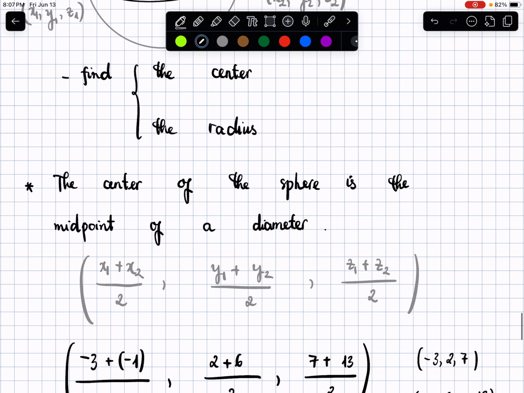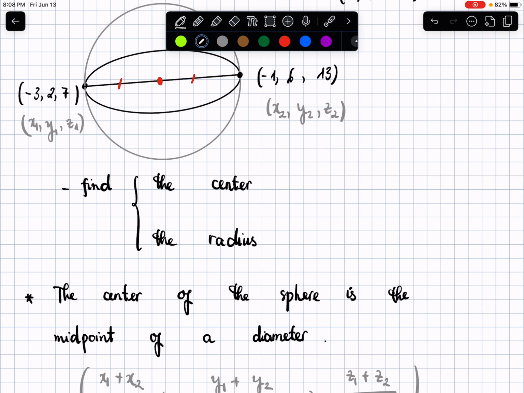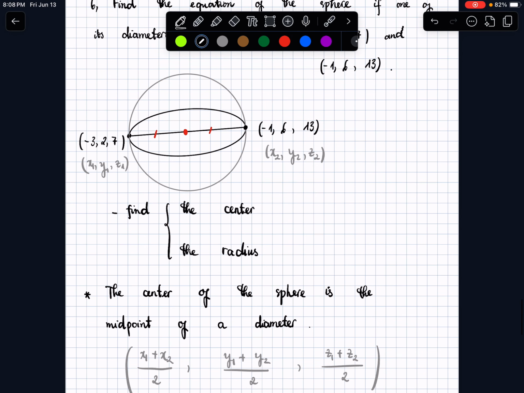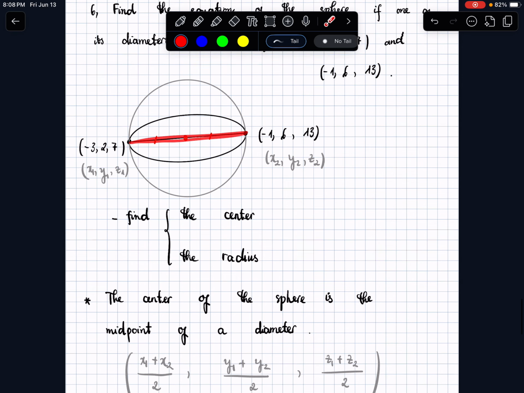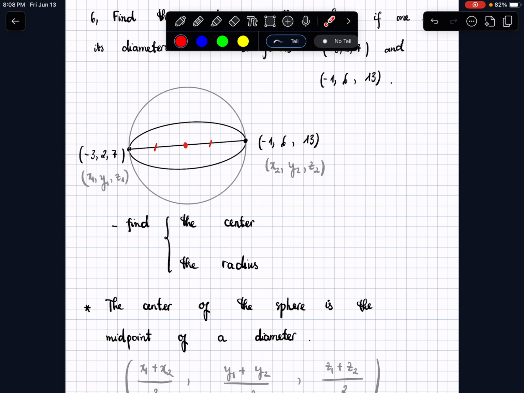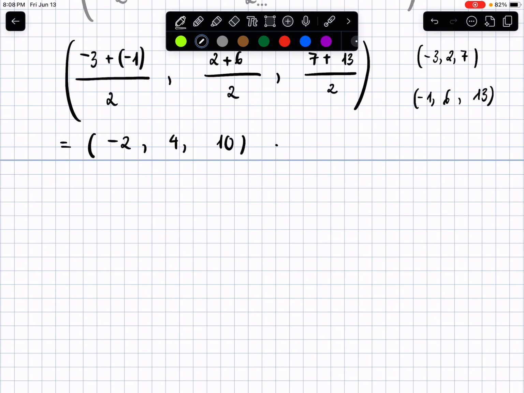So we computed the center. Now the radius. The radius is half of the length of this diameter, right? So now we compute the length of the diameter and then we divide it by 2. The radius of the sphere is half the diameter.